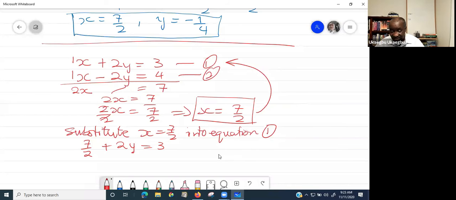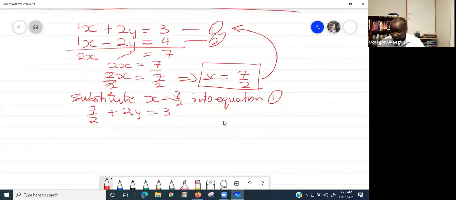Here's a trick. If you have this type of expression, the best thing you need to do is to multiply every term by 2 so that you can eliminate these two. That will save you from manipulating fractions, which might be a longer process. So if I multiply every term by 2, the 2 will cancel 2, so we are left with 7 here. 2 times 2 will give us 4y. 2 times 3 will give us what? 6. Now you're solving for y, so you have to transfer 7 to the other side.